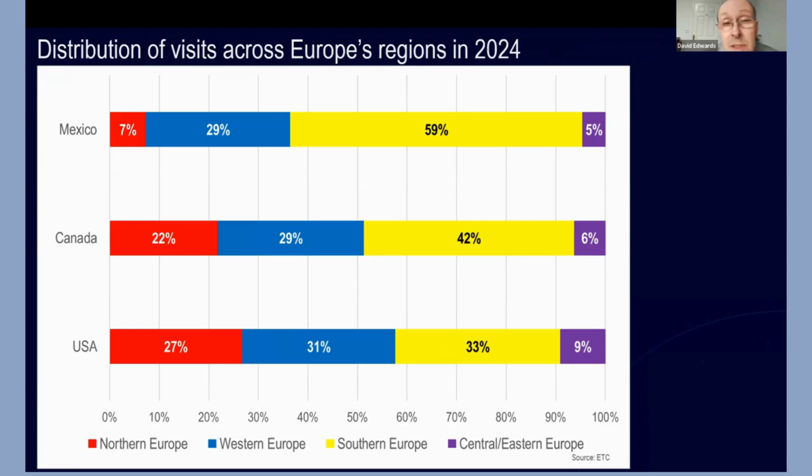And so this confirms to us that almost 60% of visits to Europe from Mexico are going to be to one of those Southern European countries. Whereas if we're looking at Canada, we've got 29% going to Western Europe and 42% to Southern Europe. But it's the US where we've perhaps got the most even spread, with just over a quarter to the north, just over 3 in 10 to Western Europe, and a third going to Southern Europe. Of course, Central and Eastern Europe is a relatively smaller market, but it has been somewhat depressed by the ongoing conflict in Ukraine.